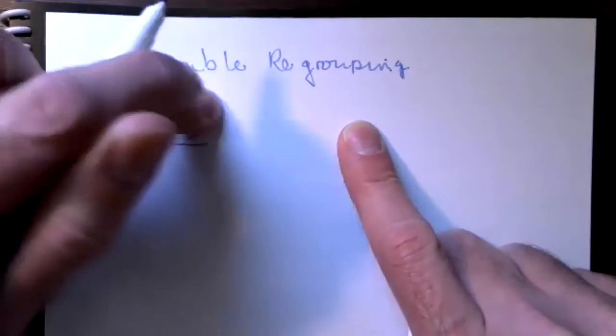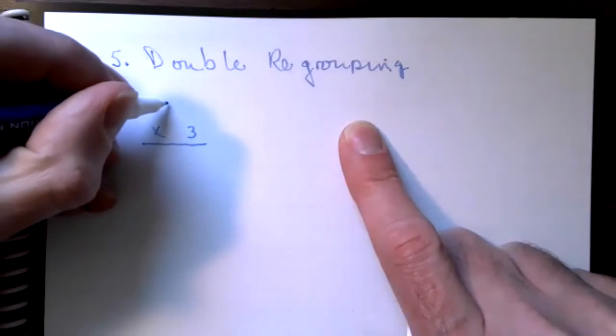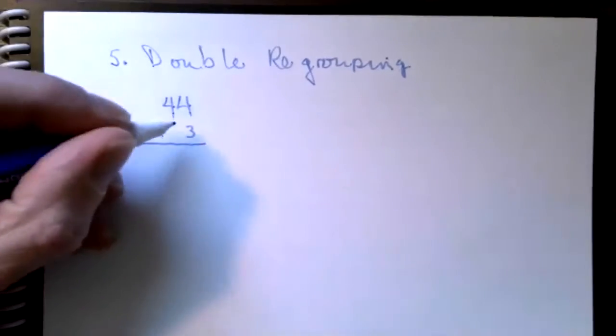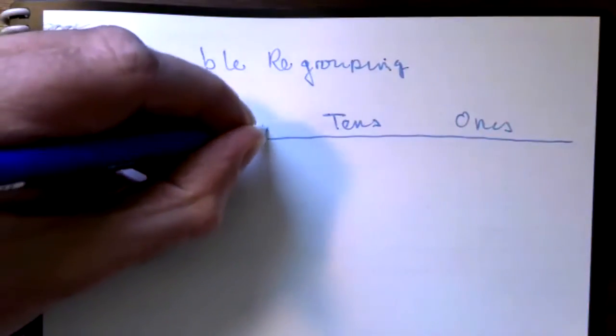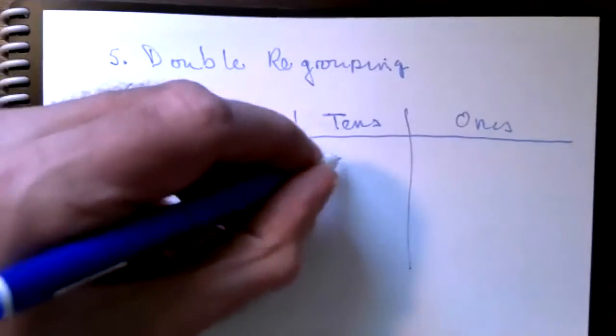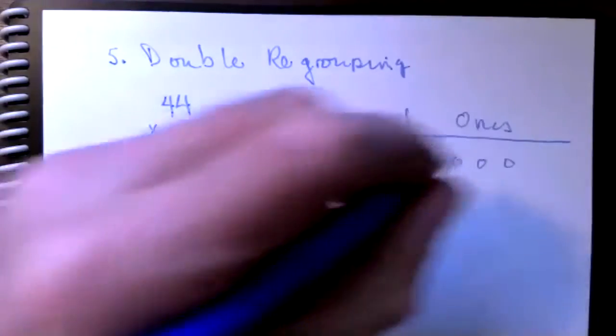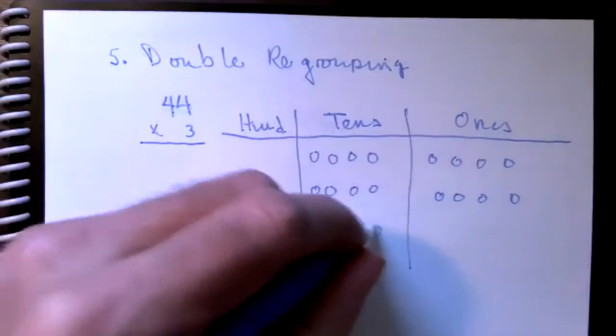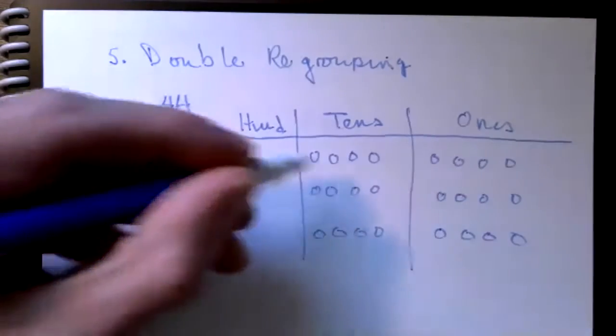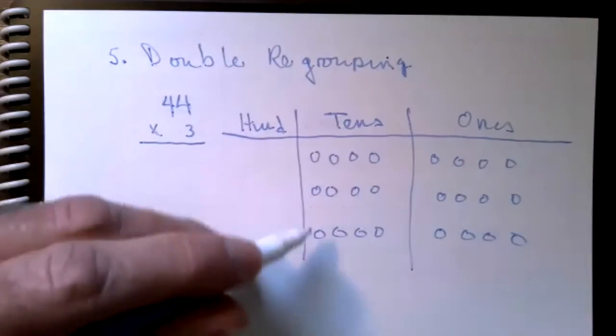that's going to have too many 5s. Let me do something different. 44 would work. Okay, 44 times 3. The idea is that if I were to do the chip model for this, 1, 2, 3, 4, 1, 2, 3, 4, and so on. So I've got 3 copies of 44 loaded in.